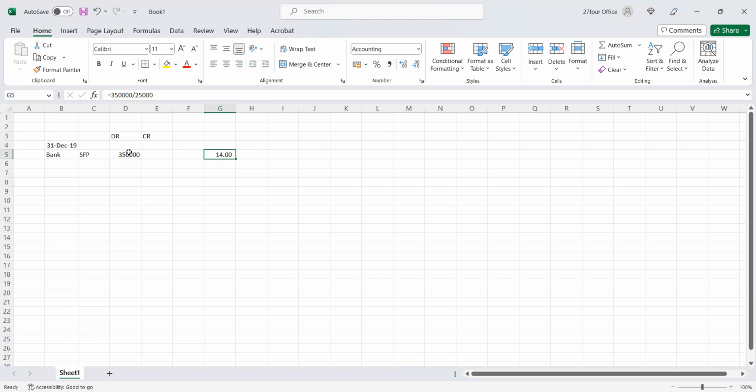So we couldn't assume that the fair value was the same. We needed to work it out. So there I worked it out. We received 350 for 25,000 debentures. So therefore, the fair value happens to be 14 Rand, which is the same as the face value.